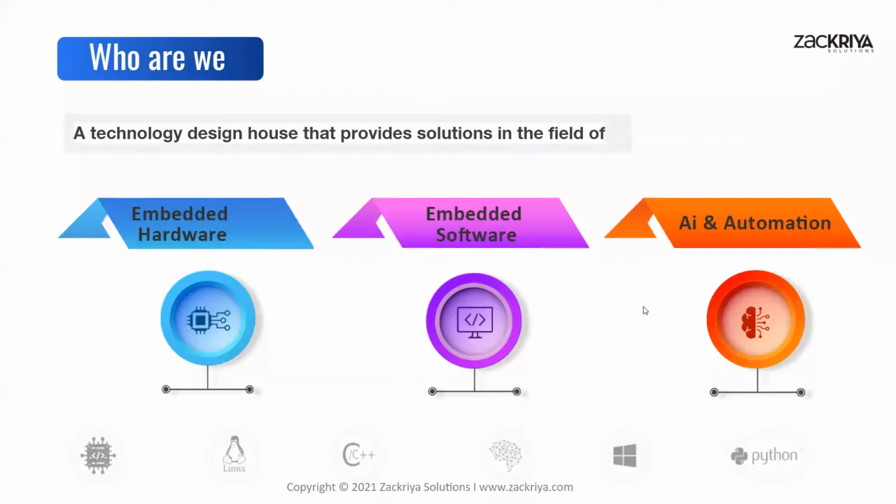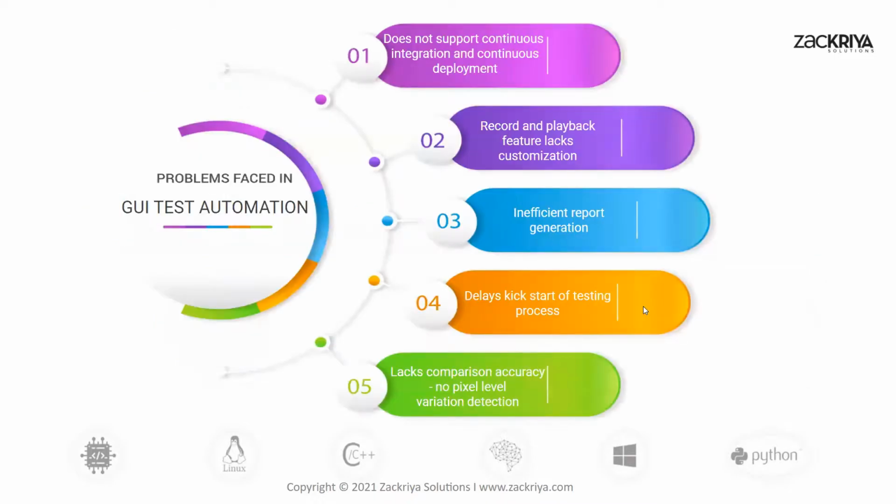Zackriya Solutions is a design house in the field of embedded systems, AI, and automation. We're based out of Bangalore, India. We strive to make lives easier and businesses efficient through cost-effective and sustainable technology initiatives.